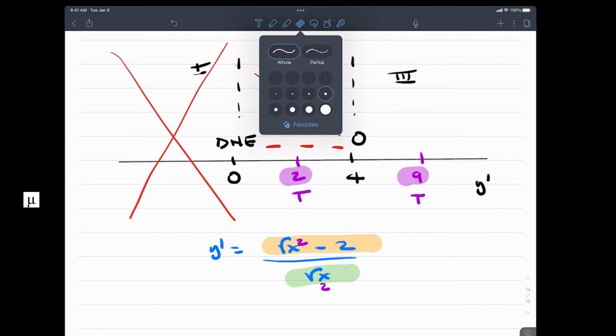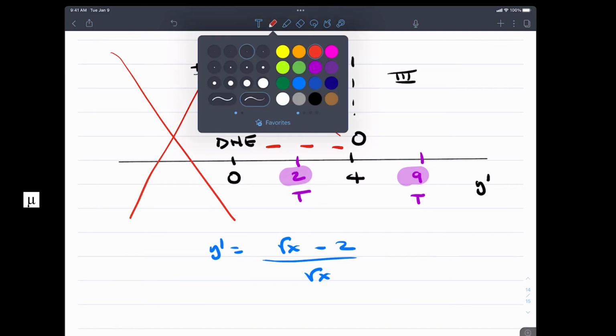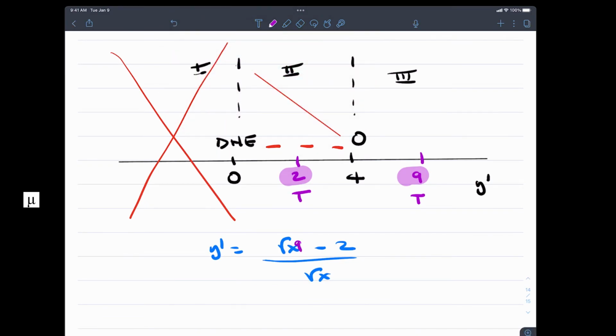Now change this. And X will be what? 9. Square root of 9 is 3. That's positive, so it's 3 minus 2. So my numerator is 3 minus 2, which is 1. Ladies and gentlemen, you got a positive slope. There we go. Okay.